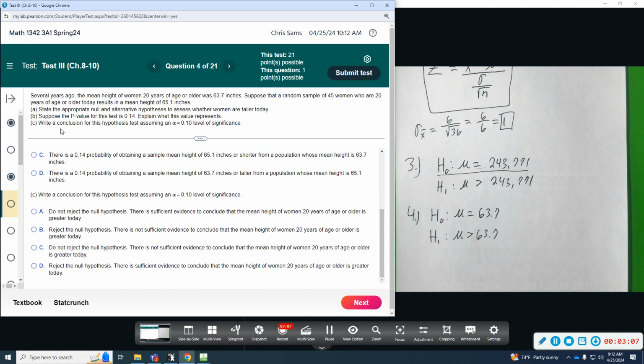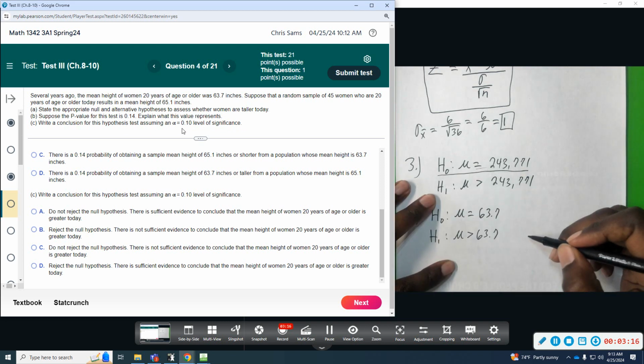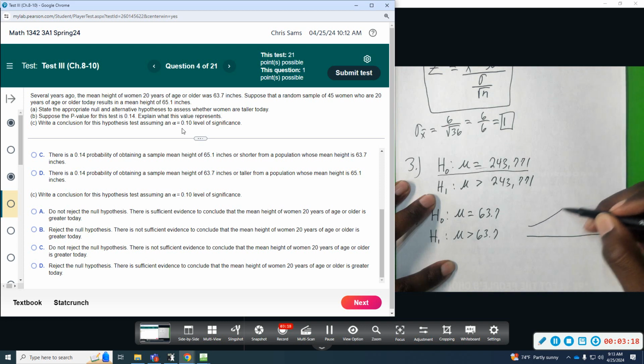And then C says write a conclusion for the hypothesis test assuming that alpha equals 10%. Okay, so what this means is, since we're dealing with taller, if I drew out a bell curve, approximately normal, alpha, the rejection region would be here. This would represent 10%. So if we fall in this area, we would reject. However, we're getting that our number from here on over is 0.14.